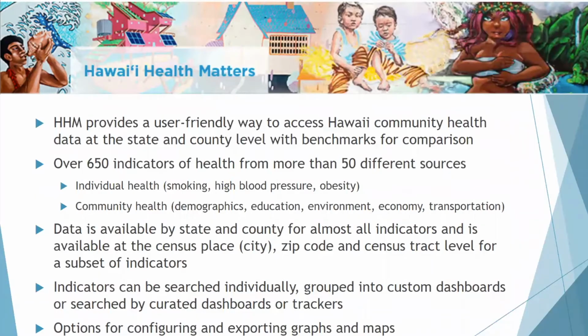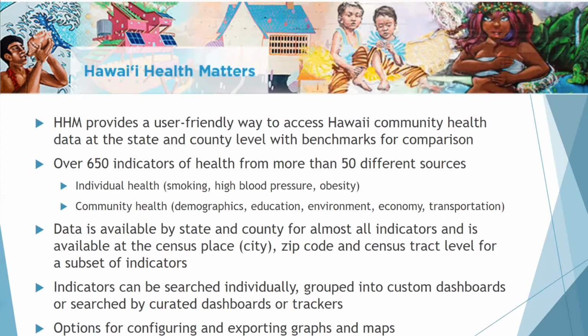So the Hawaii Health Matters website, or HHM, is the sister website to hhdw.org. HHM was designed to provide a friendly way for users to access and interpret health data, and it houses over 650 indicators of health from more than 50 different sources. These include indicators of individual health, like the percent of people that smoke or who have high blood pressure or obesity, so personal health, but also of community health, so information about the demographics of a community, like crowding and income, education, environment, economy, and transportation, a lot of what we would consider the social determinants of health.